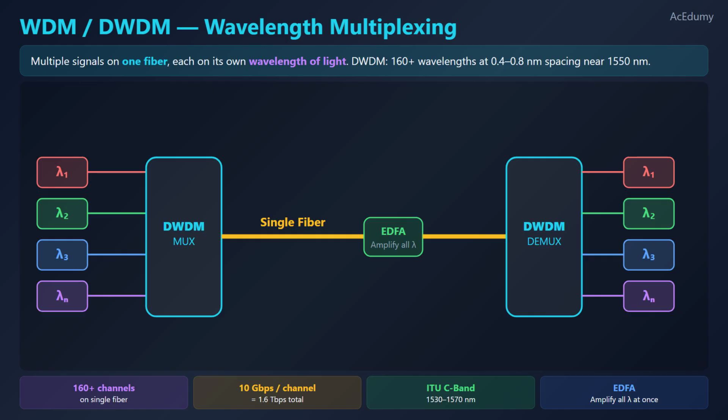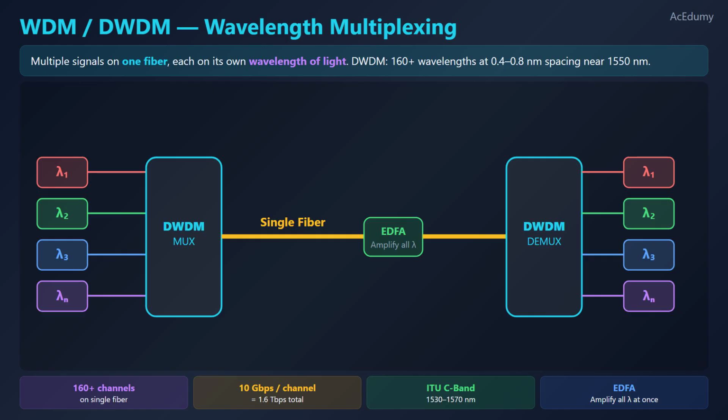Modern DWDM systems can multiplex 160 or more wavelengths onto a single fiber. Each wavelength typically carries a TDM signal at 2.5 or 10 gigabits per second. With 160 channels at 10 gigabits per second each, a single fiber can carry 1.6 terabits per second.